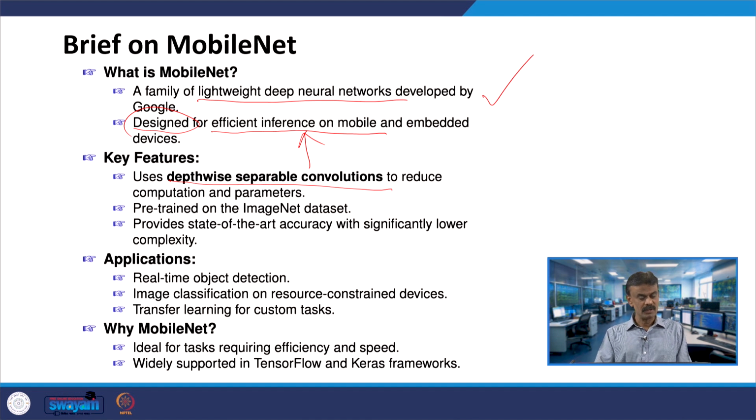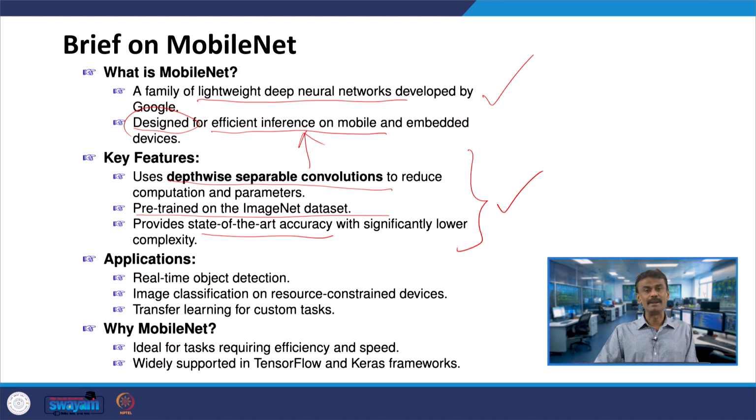The key feature of MobileNet is depth-wise separable convolutions, which reduce the computations and parameters. Another key feature is that it is a pre-trained model on the ImageNet data set, and it provides state of the art accuracy with significantly lower complexity. Many deep learning researchers use it; MobileNet is one of the famous architectures.